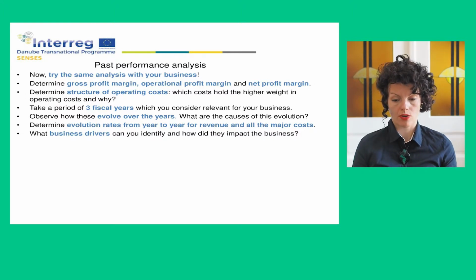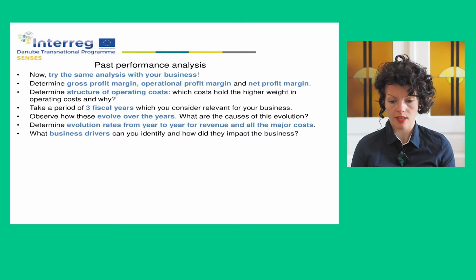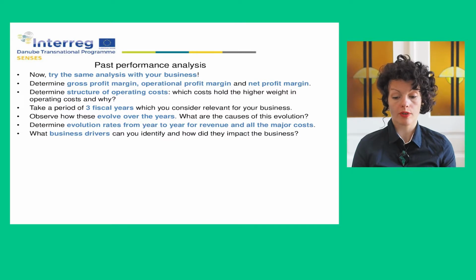Determine gross profit margin, operational profit margin, and net profit margin. Then, determine structure of operating costs. Which costs hold a higher weight in operating costs and why? Take a period of 3 fiscal years, which you consider relevant for your business. Observe how these evolve over the years. What are the causes of this evolution? Determine evolution rates from year to year for revenue and all the major costs. What business drivers can you identify and how did they impact the business?